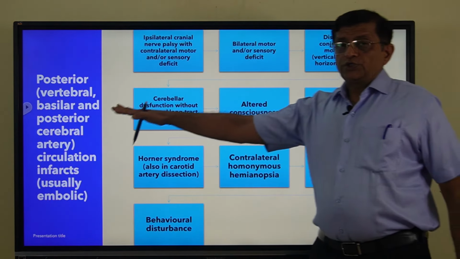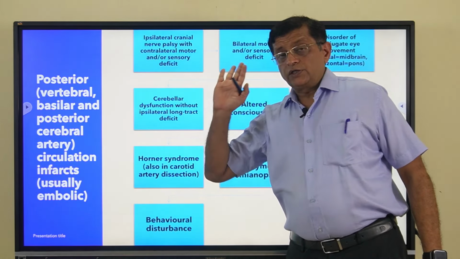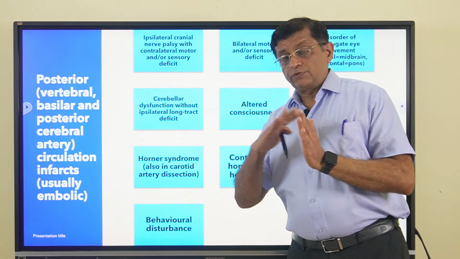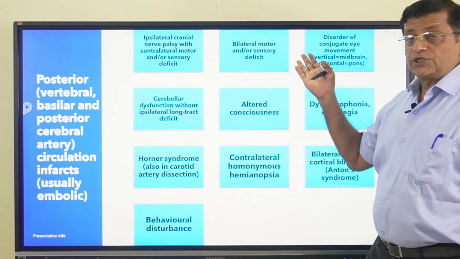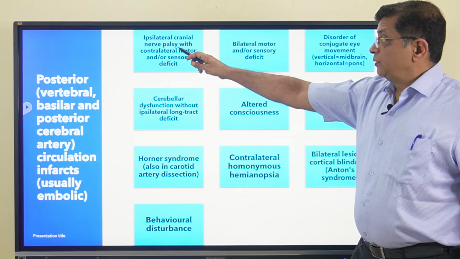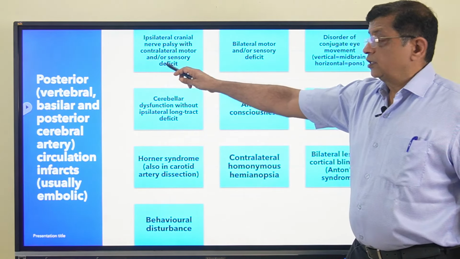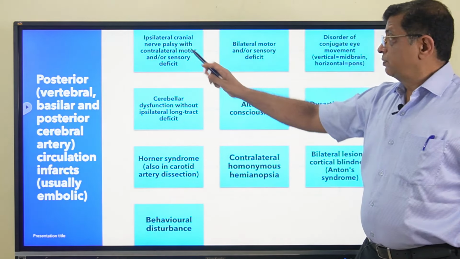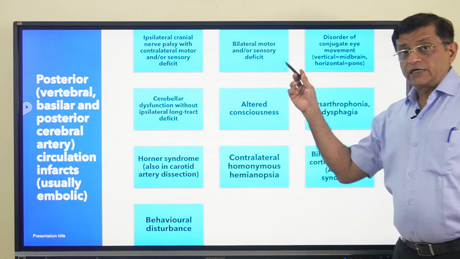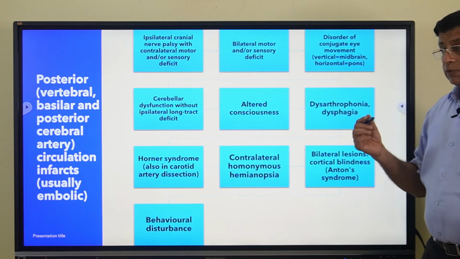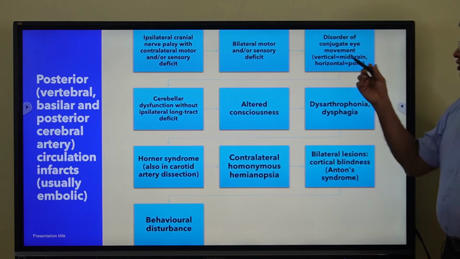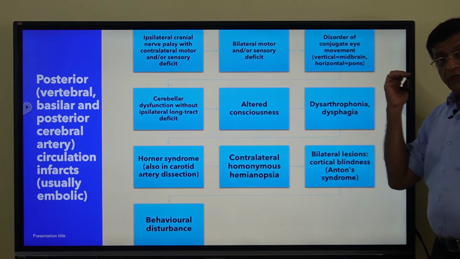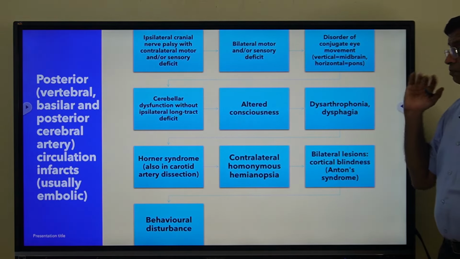This posterior circulation and basilar artery stroke we have already covered in how to differentiate between anterior circulation and posterior circulation stroke. So this is most probably a repetition slide. So ipsilateral cranial nerve palsy and contralateral motor or sensory deficit, that is crossed hemiplegia, or there could be bilateral motor and sensory deficit, like quadriparesis. There could be disorder of conjugate eye movement. If it is vertical, then the lesion is in the midbrain. If it is horizontal, the lesion is in the pons.